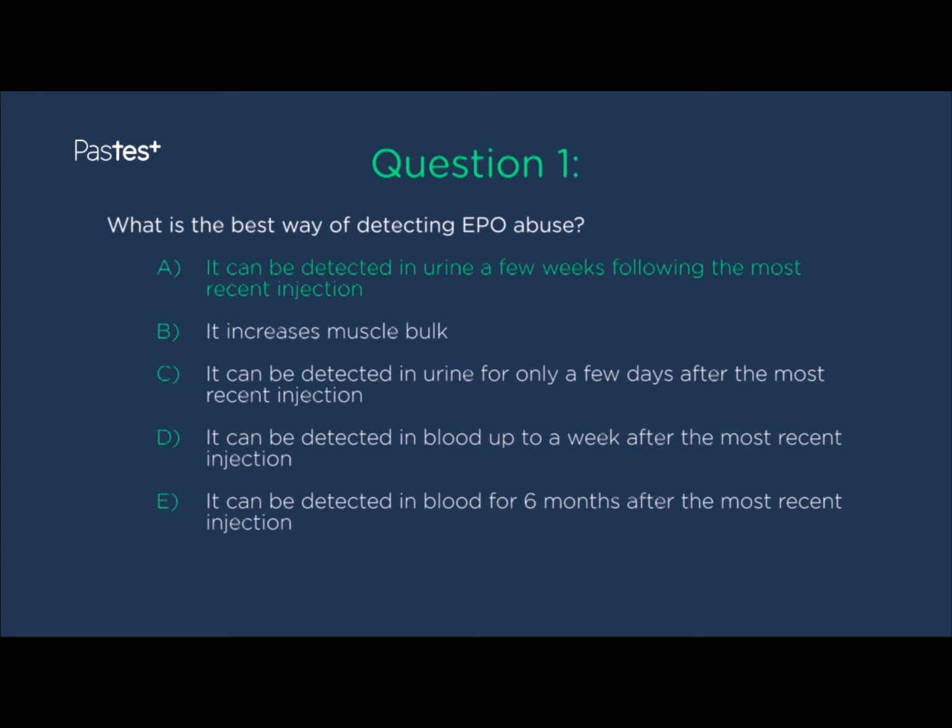And C is obviously wrong because it can be detected for a few weeks. It can be detected in blood, not really, but mainly in urine, and not up to 6 months. So A is the only correct answer for EPO abuse.